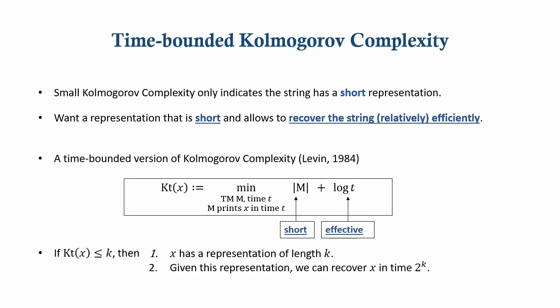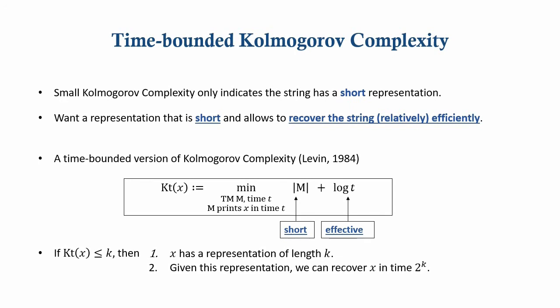From the definition, we know that a string has small Kolmogorov complexity indicates that it has a short representation, which is given by a small size machine that outputs it. But this does not tell us how long the machine needs to run to output the string. It would be more useful if we can say that the string has a short representation, and given this representation, we can recover the string in a relatively efficient way.